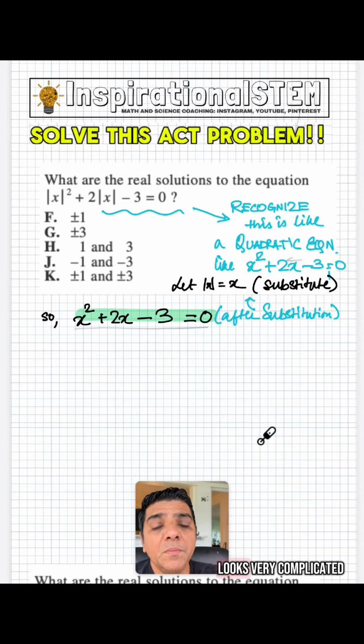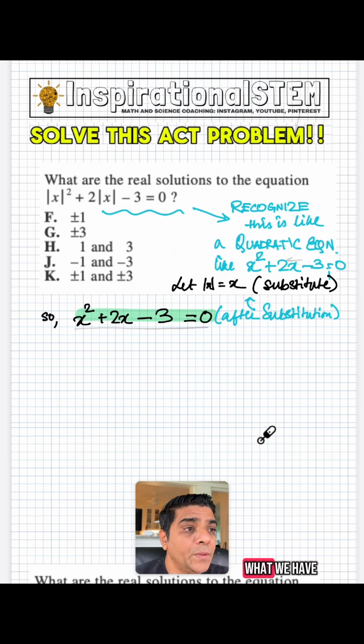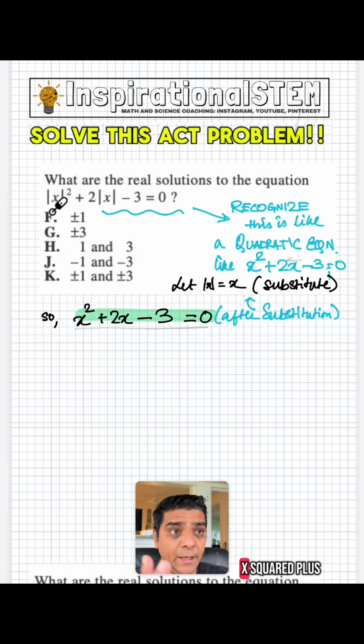This ACT problem looks very complicated. Are we able to solve it? Let's see. Let's go. So what we have here is: what are the real solutions to the equation absolute value of x squared plus 2 times absolute value of x minus 3 equals 0?